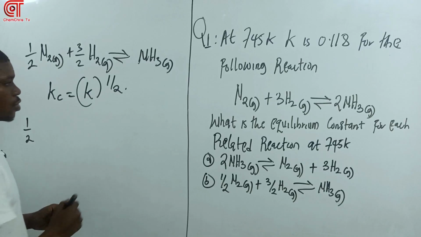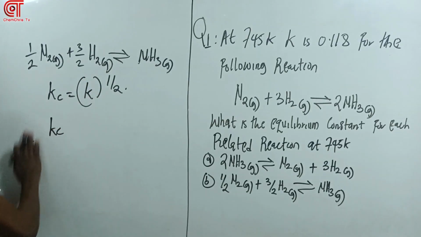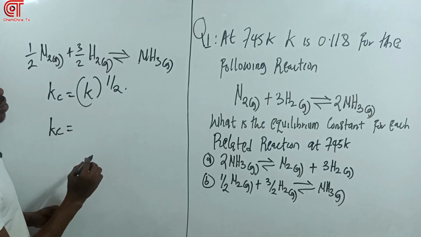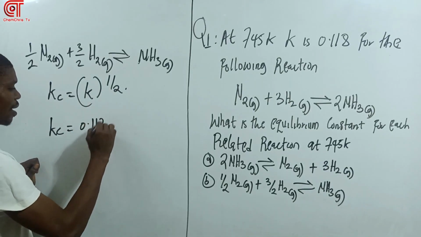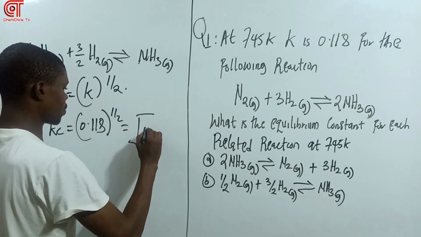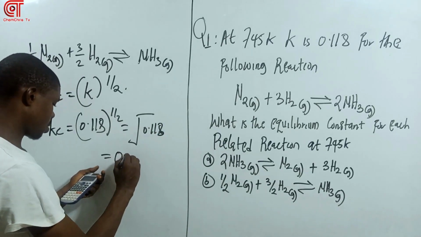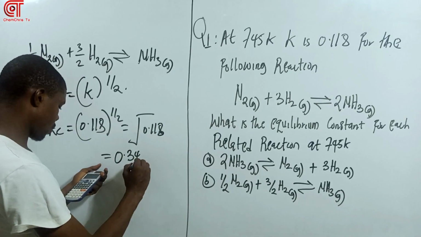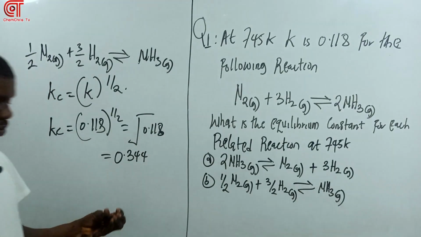You get that? So my Kc for this reaction is very easy. What you want to do here is input your value of K, which is 0.118, all raised to the power of half. We also think of it as the square root of 0.118. So what you want to do here is 0.344. So that is the answer to the question.